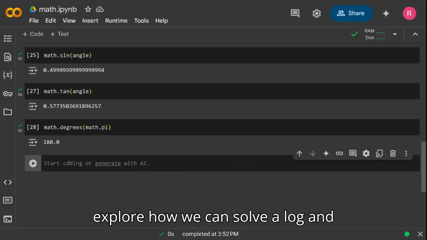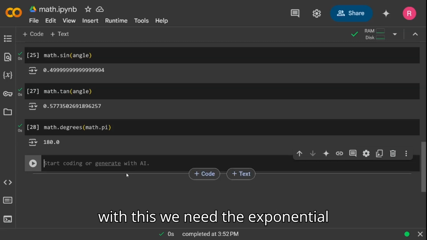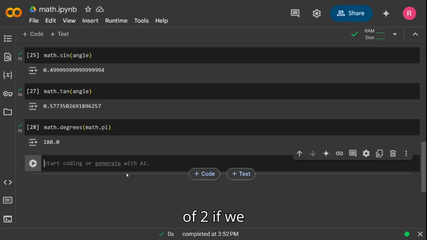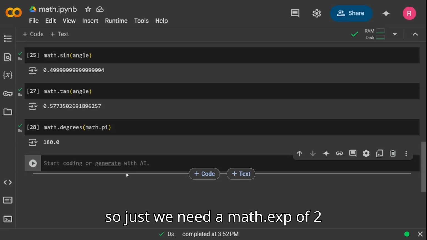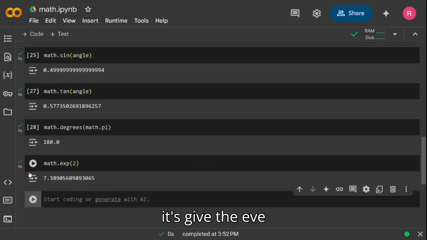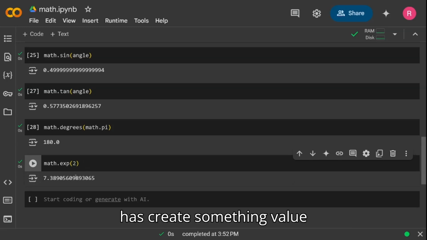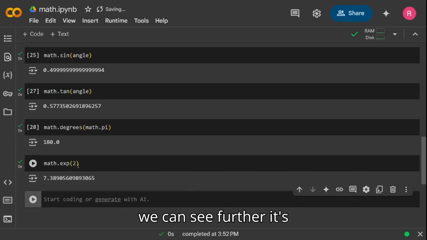Now let's explore how we can solve log and exponential questions with this. We need the exponential of 2. So just we need math dot exp of 2. It gives e squared, and it is 7.38. We know e has a certain value, which we can see further. It's available in the math library.